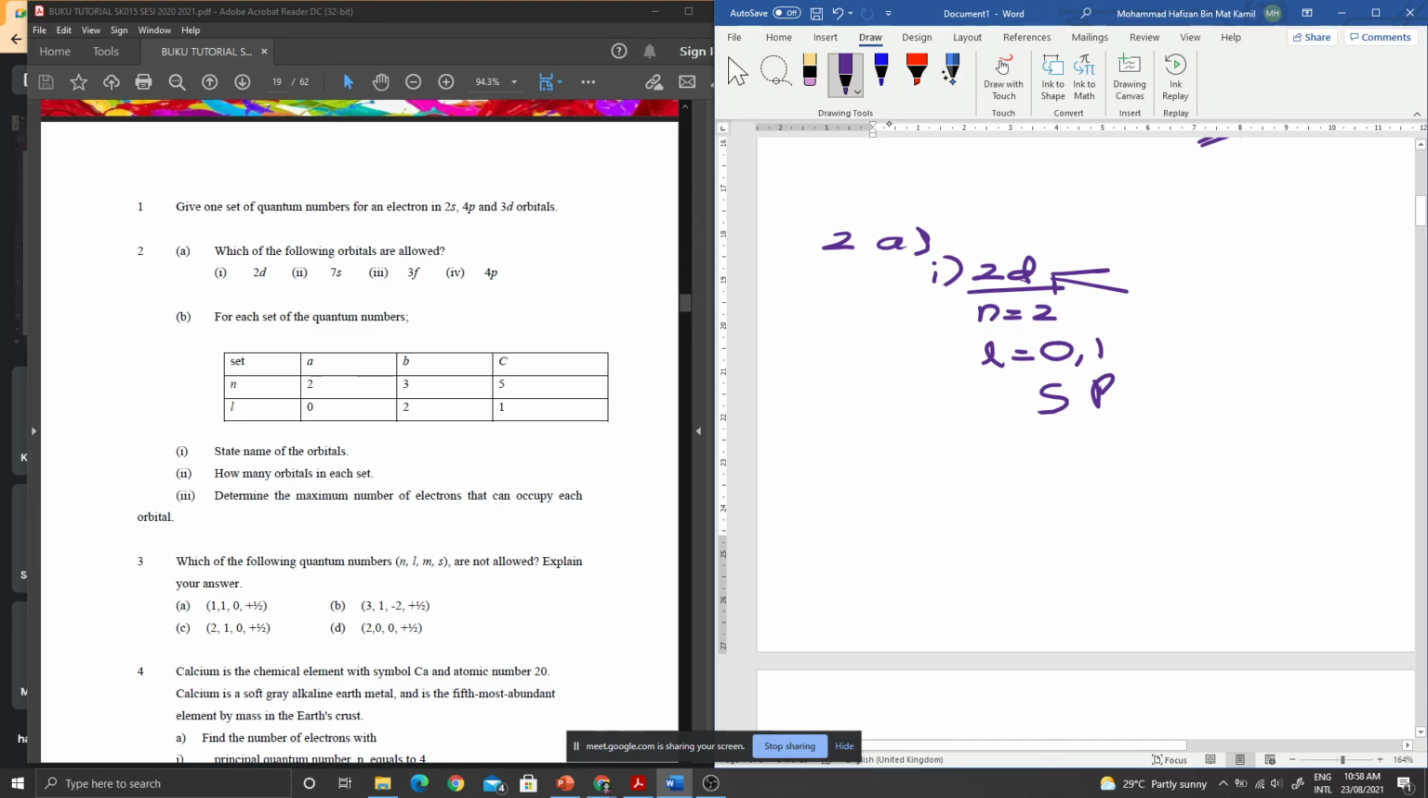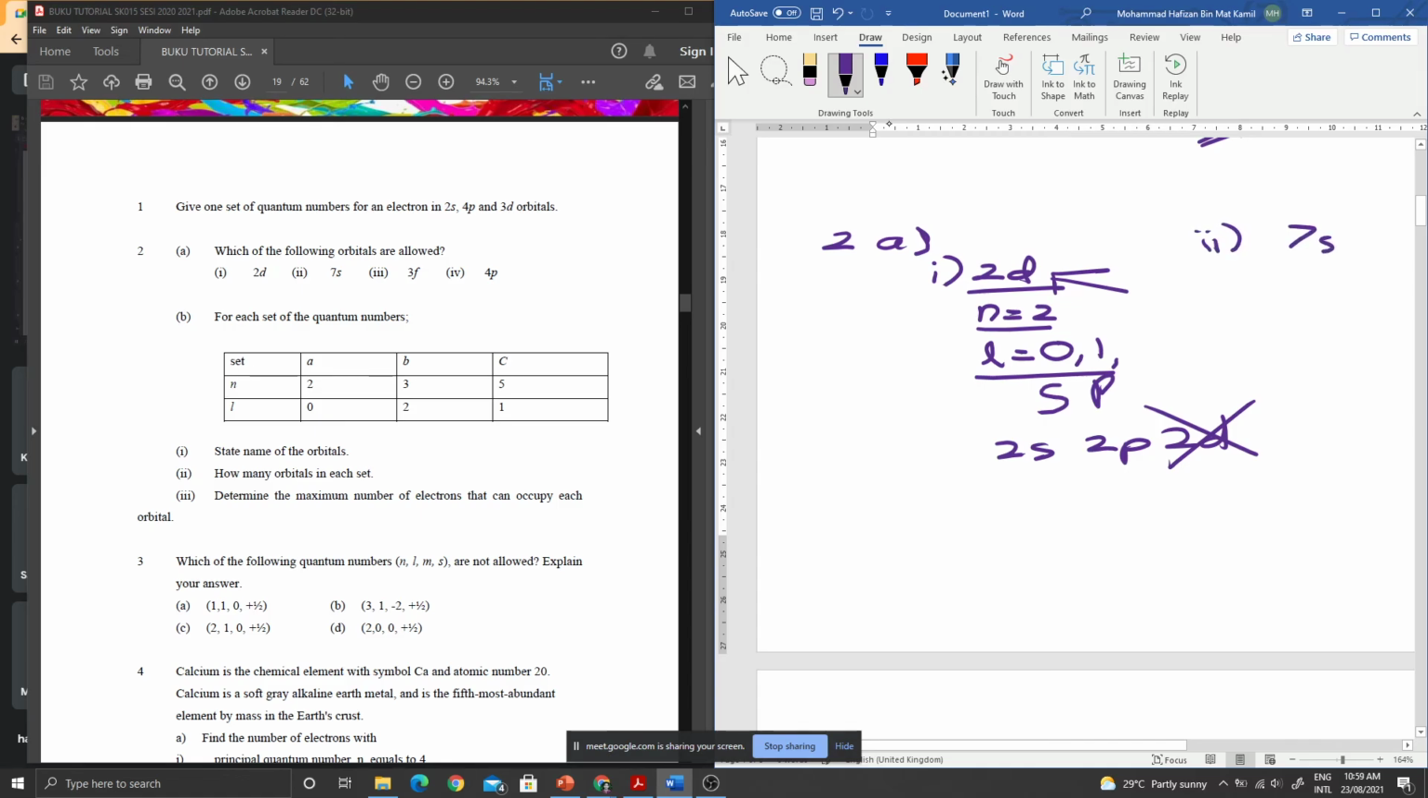Tak allowed lah kan? Sebab L kita ada sampai 1 sahaja. So, untuk n equal to 2, kita hanya boleh ada 2s dengan 2p. Kalau 2d is not allowed. Okay, let's go for number 2.